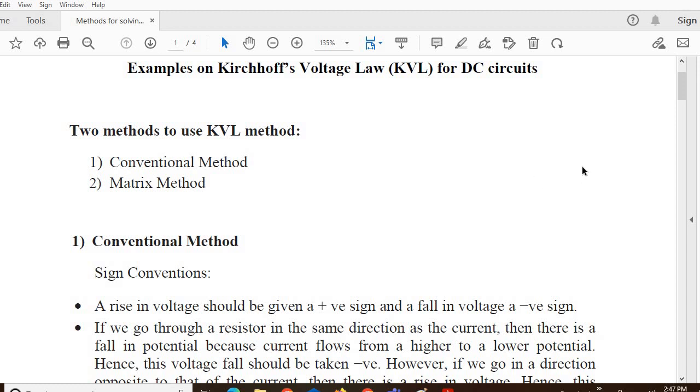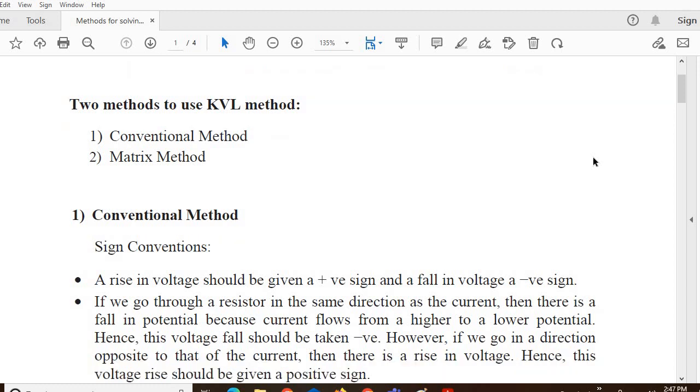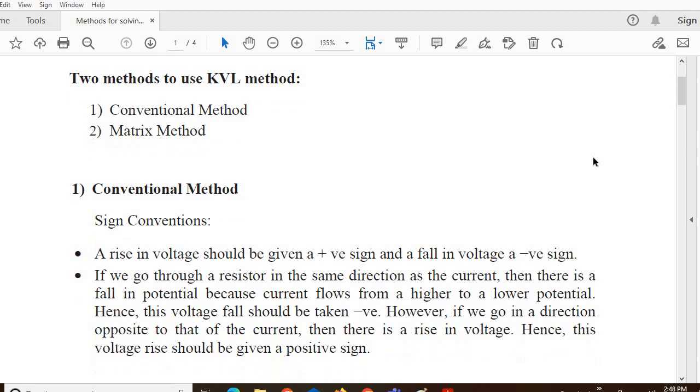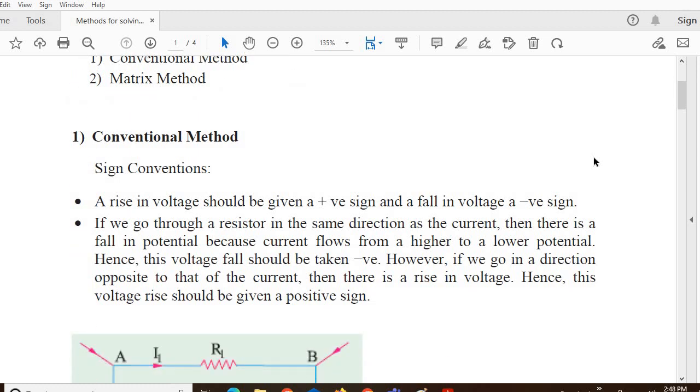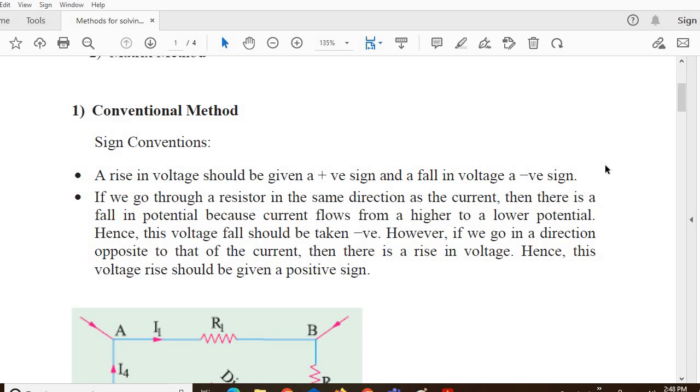In this particular session we are going to discuss Kirchhoff's voltage law for DC circuits. In actual there are two methods by which we can use Kirchhoff's voltage law for simplifying the circuits or reducing the circuits or calculating the value of current flowing through a particular branch or a loop. Many of them are not aware of the matrix method. In this video we are going to mainly focus on the matrix method, but in the meantime we are also going to understand the conventional method.